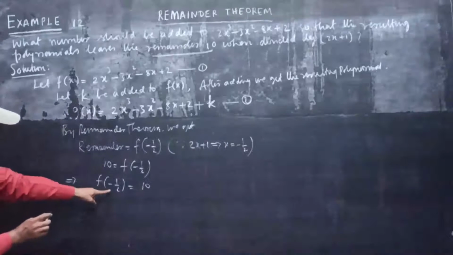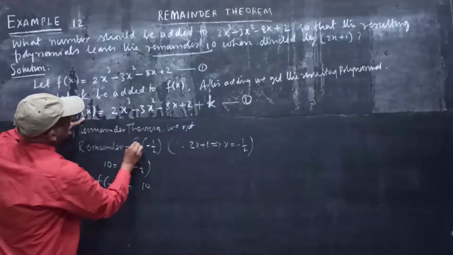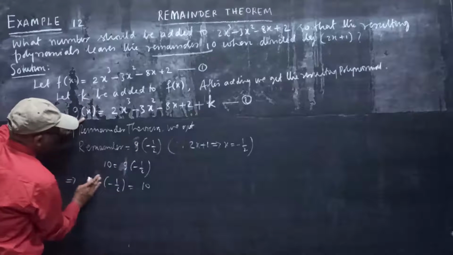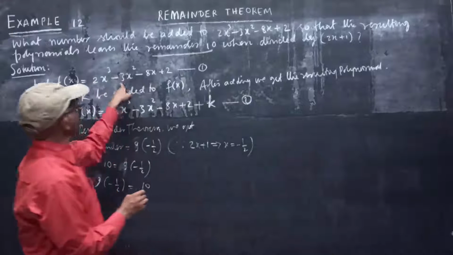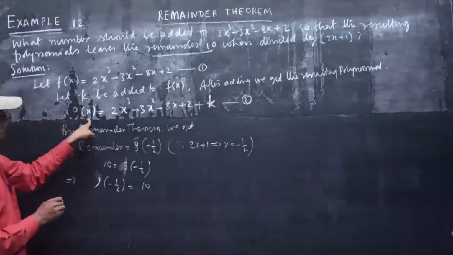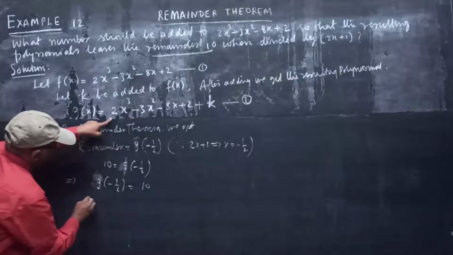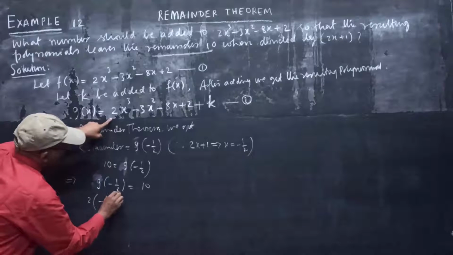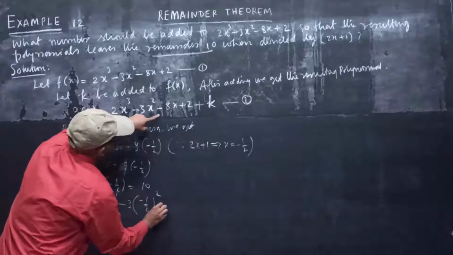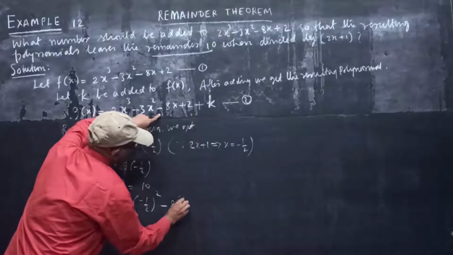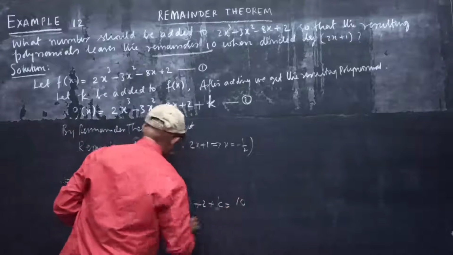Now we shall substitute the value of x is equal to minus 1 by 2 in this g(x). So not this one, I should take it as g, because we are dividing g(x) by 2x plus 1, not this, because after adding we will get one new resulting polynomial. So g(x). Now we shall substitute the value of x is equal to minus 1 by 2: 2 into minus 1 by 2 whole cube minus 3 into minus 1 by 2 whole square minus 8 into minus 1 by 2 plus 2 plus k is equal to 10.